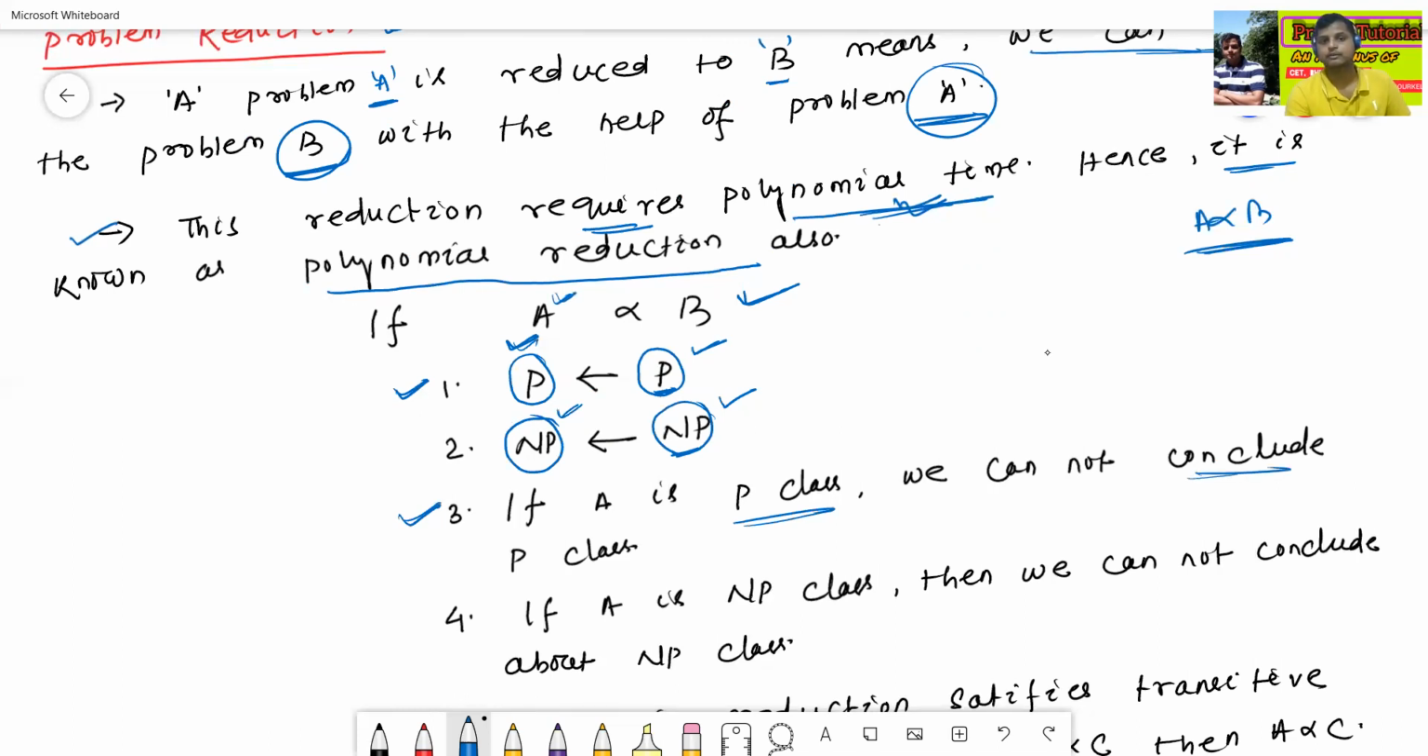Third point: if A is P class, we cannot conclude about B being P class, because if B is P class, A must be P class. Similarly, if A is NP class, we cannot conclude about B being NP class, because if B is NP class, then A is NP class.